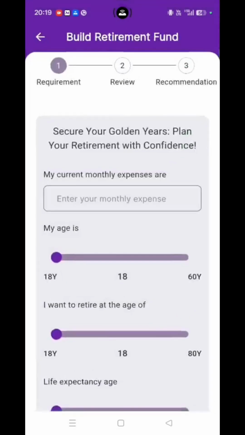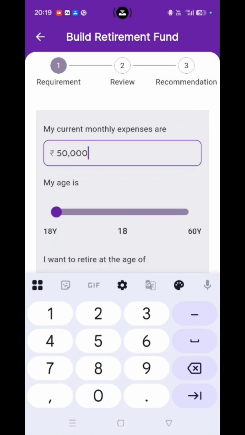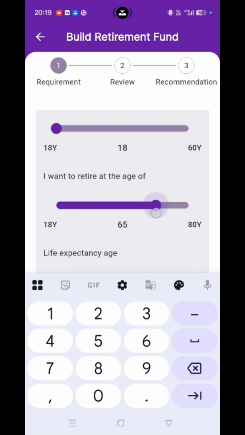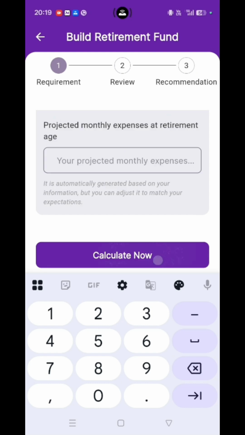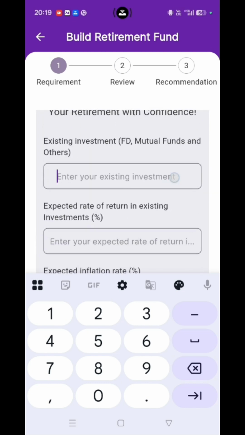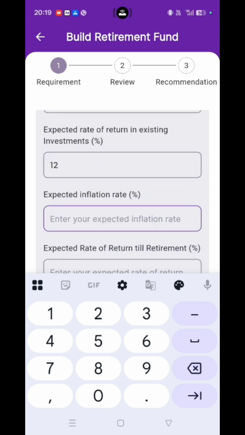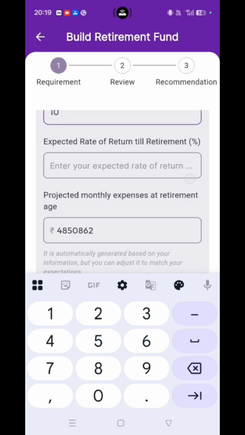In the retirement goal, we can enter inputs like our current monthly expenses, our current age, the age of retirement, and the life expectancy age. Then we can enter inputs such as our existing investment, expected rate of return on the existing investment, the expected inflation rate, expected rate of return until retirement.